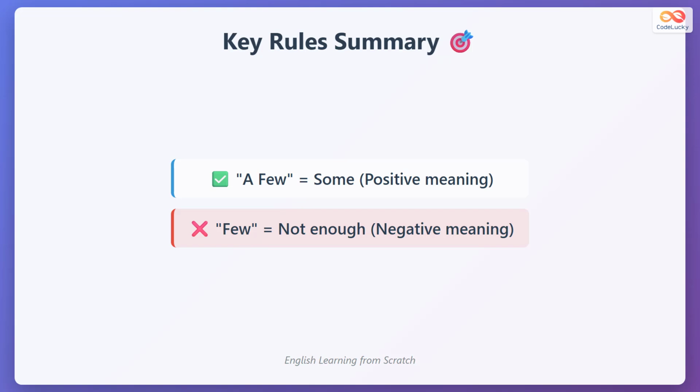Remember these two key rules. A few equals some with positive meaning. Few equals not enough with negative meaning. Use a few for good news, few for bad news about countable nouns.